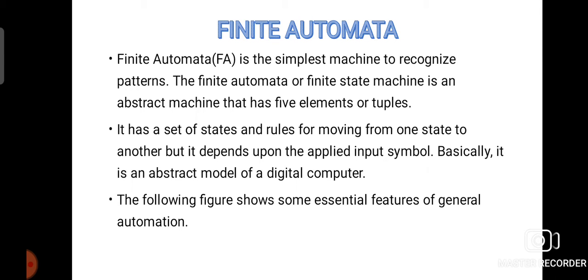The course of operation of the machine will be considered as a set of states. So we can say the machine will solve the problem by undergoing some set of states, and it will follow some rules to move from one state to another state, and the state change will depend upon the applied input symbol. Basically, it is an abstract model of a digital computer.